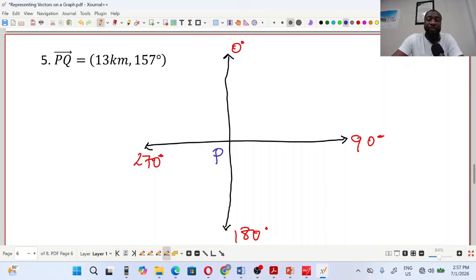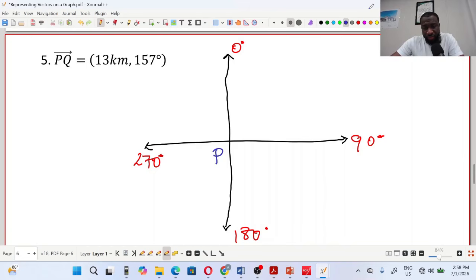But it says 157. So from 0 here, from 90, meaning I'm not going to fall between here because it says 157. But from 90 to 180, meaning it's going to fall within this quadrant, right? It's going to fall within this quadrant. If I divide this into 2 equal parts, it's going to be 45. If I add 45 to 90, it's going to be 135, meaning I have to enlarge it a bit, getting a bit closer to the 180.